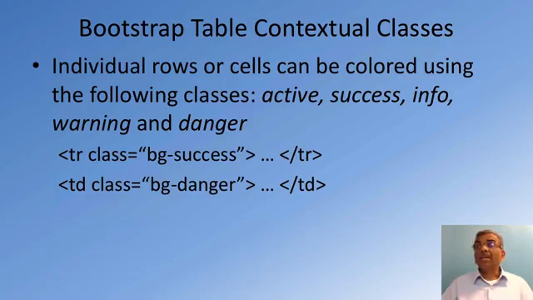Also, you could apply backgrounds to individual rows of tables or entire tables themselves. Here are a couple of examples of how you could apply a background color to a particular row or to a particular cell in a table.